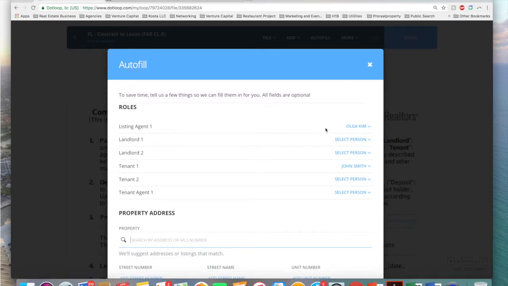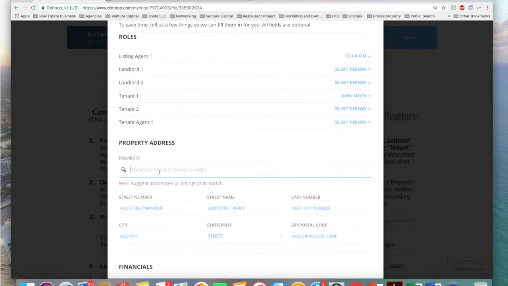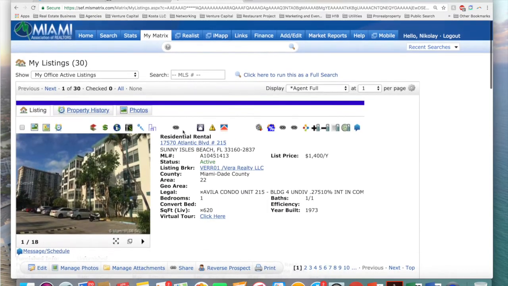So we have our roles, which we can put here. Leasing agent Olga Kim. Landlord, we'll find out who is the landlord shortly. Tenant, John Smith. Search by address or MLS number. So let's try one more time. We have MLS number A10451413.